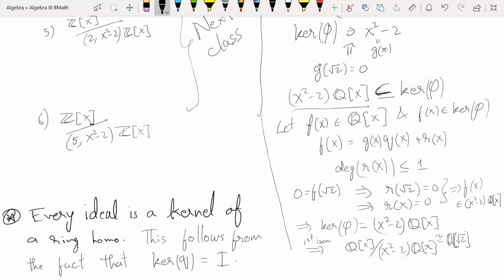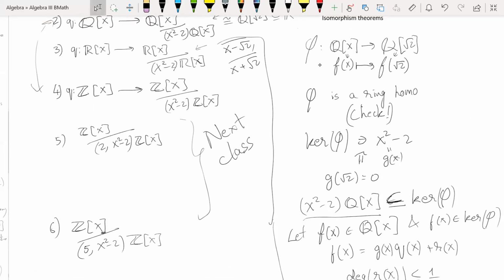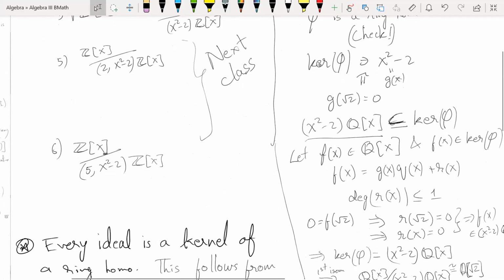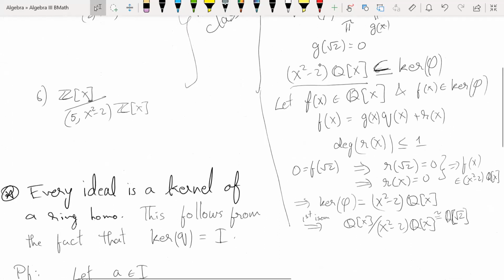Any other questions or comments? So you can see, it requires just to prove that QX mod x square minus 2 times QX is isomorphic to Q square root 2. It requires a bunch of calculations and some theorems, like the remainder theorem, and a result like QX is a Euclidean domain.